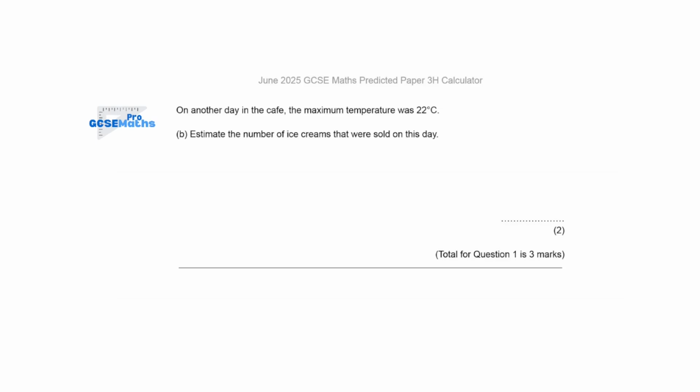Part B, on another day in the cafe, the maximum temperature was 22 degrees. Estimate the number of ice creams that were sold on this day. So let's go back. This is the one where we need to draw a line of best fit. So I'm going to roughly draw one more or less throughout the middle, try and get as many points above the line as are below the line. Obviously, also you can ignore the outlier. Maybe something a little bit like this.